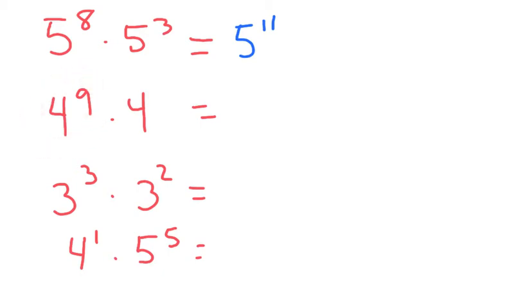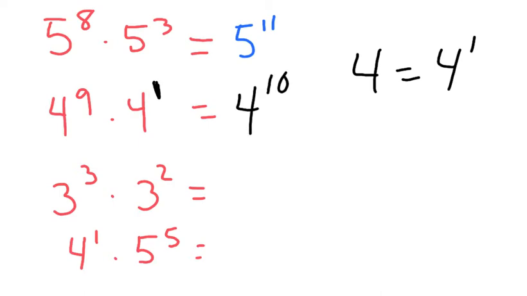Okay, 4 to the 9th times 4 to the 1st. 4 is 4 to the 1st, isn't it? Isn't plain old 4 the same as 4 to the 1st? Yes, so you got to remember there's really a 1 there. So that's going to be 4 to the 10th. What about 3 to the 3rd times 3 to the 2nd? Well, that's 3 to the 5th.